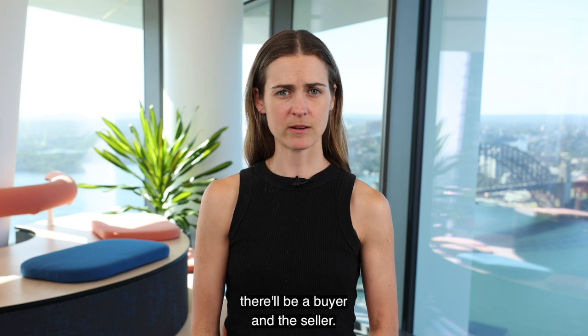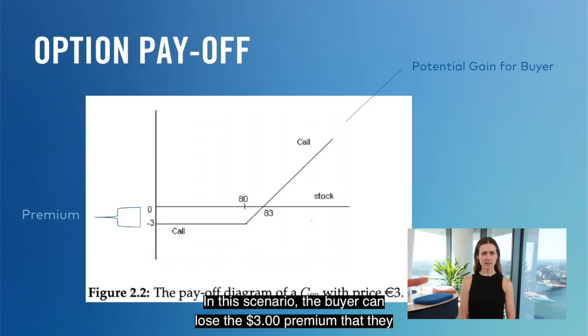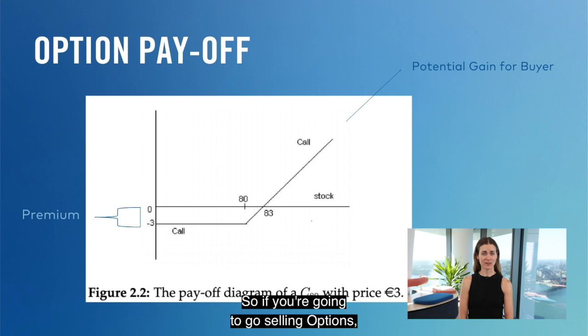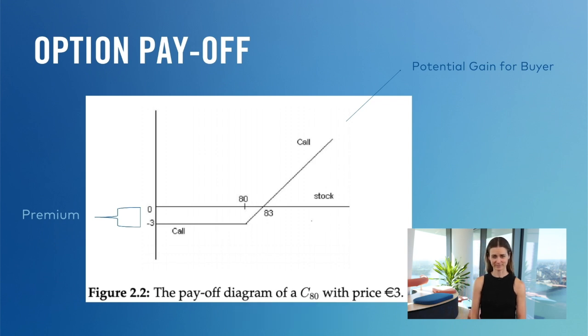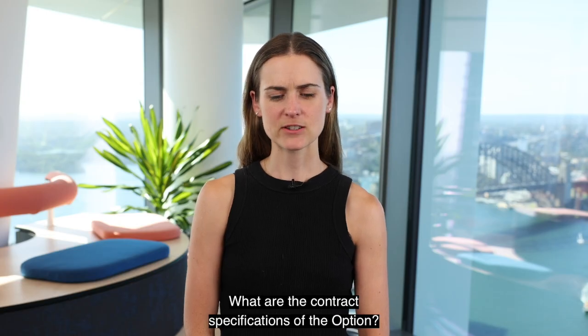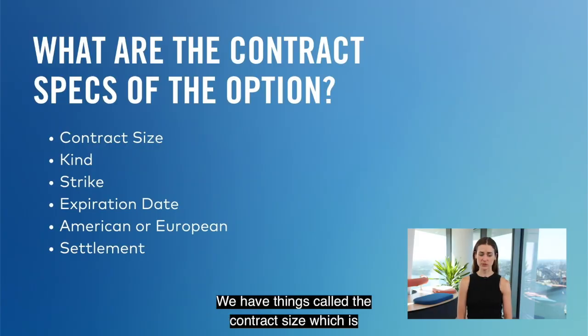For an option trade, there'll be a buyer and a seller. In this scenario, the buyer can lose the $3 premium that they paid for the option, and the seller can lose an infinite amount of money. So if you're going to go selling options, you better be careful. What are the contract specifications of the option? We have things called the contract size, which is different across all markets. It's how equivalent your options are to the stock. The kind, call or put, the strike, your strike price, the expiration date, American or European, and settlement.